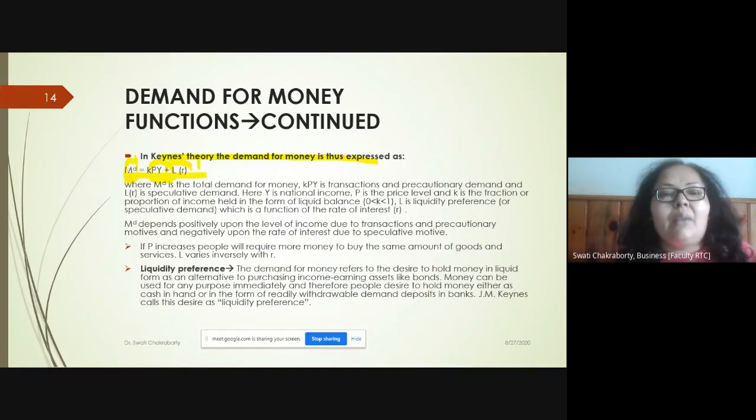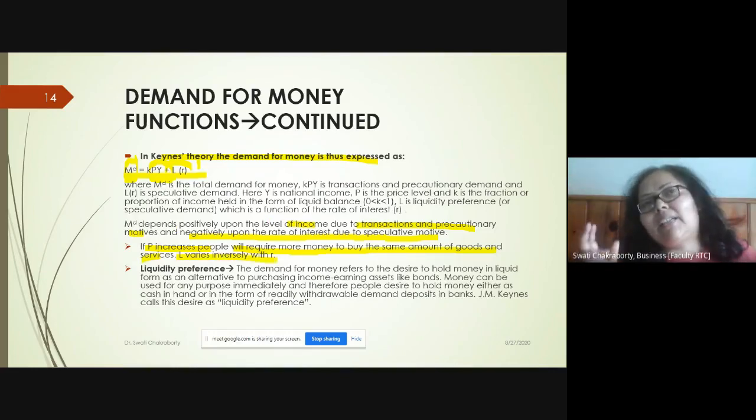So demand for money is positively related with income due to transaction and precautionary motives, which we've already explained, and it's negatively related with the rate of interest due to the speculative motive, which has been explained. If price increases, people will require more money to buy the same amounts of goods and services, so demand for money increases. Whereas for speculative demand, if the rate of interest increases, there is less demand for money.